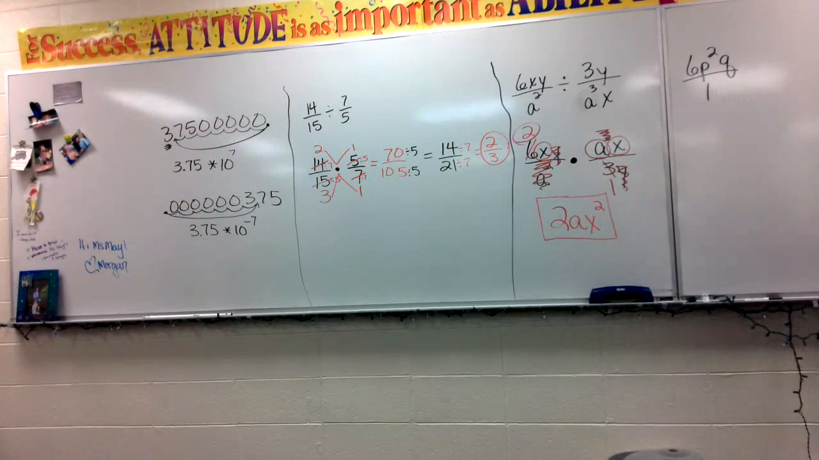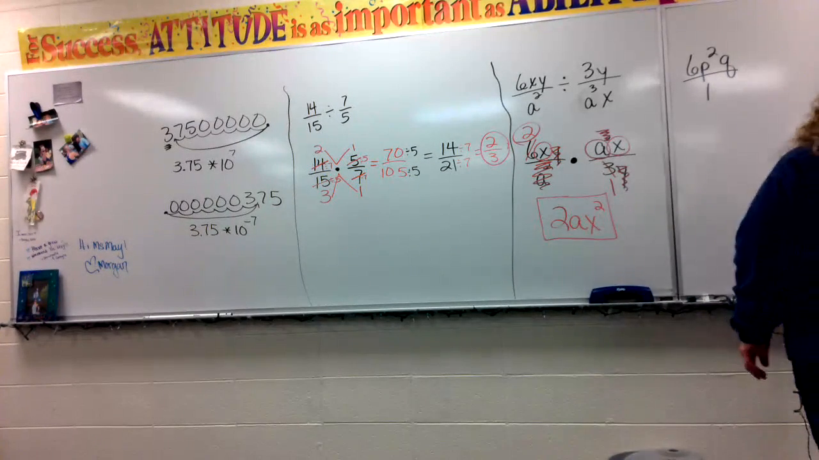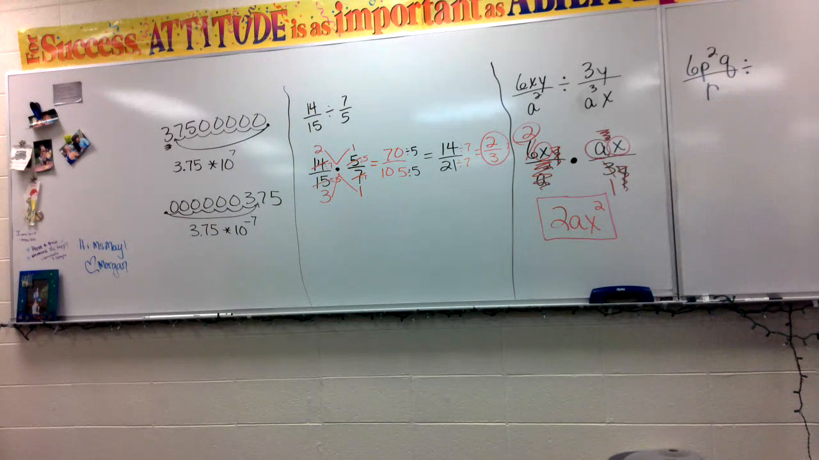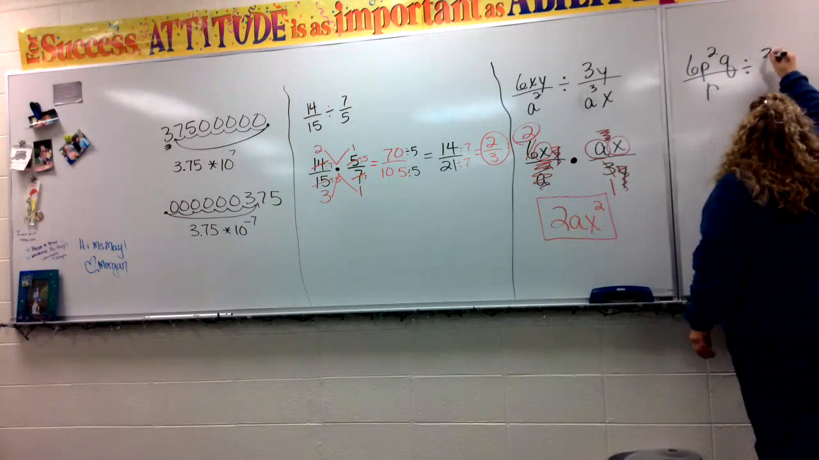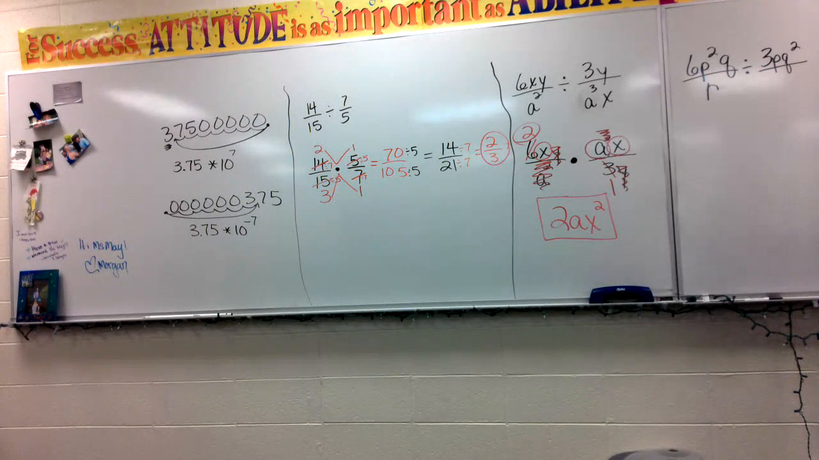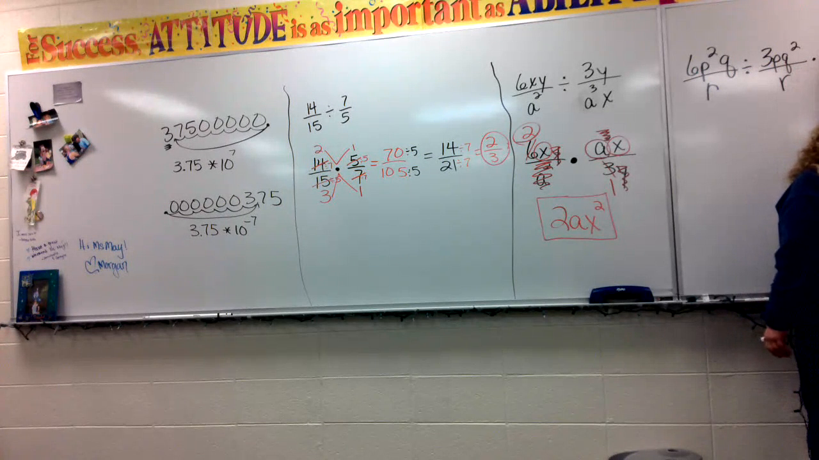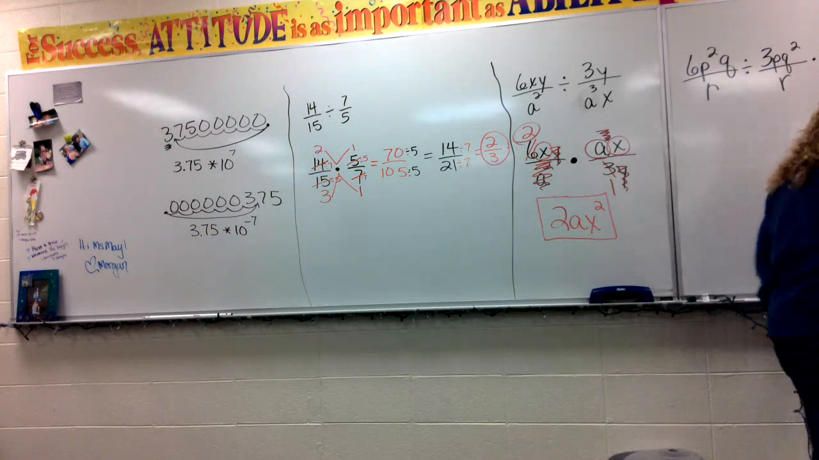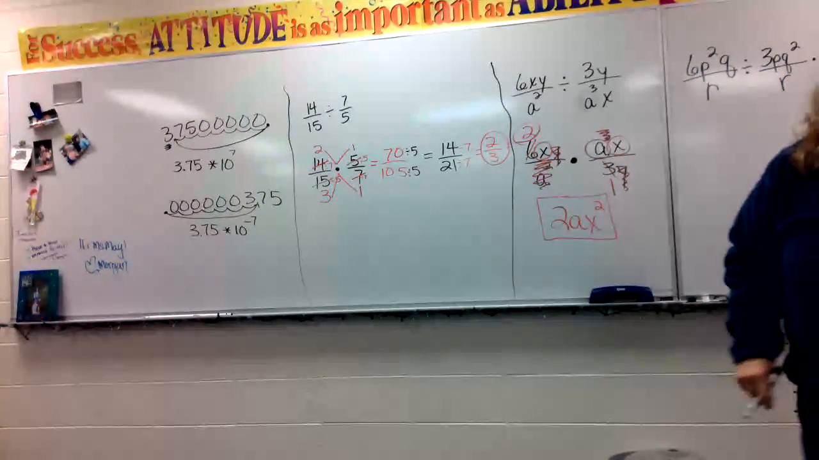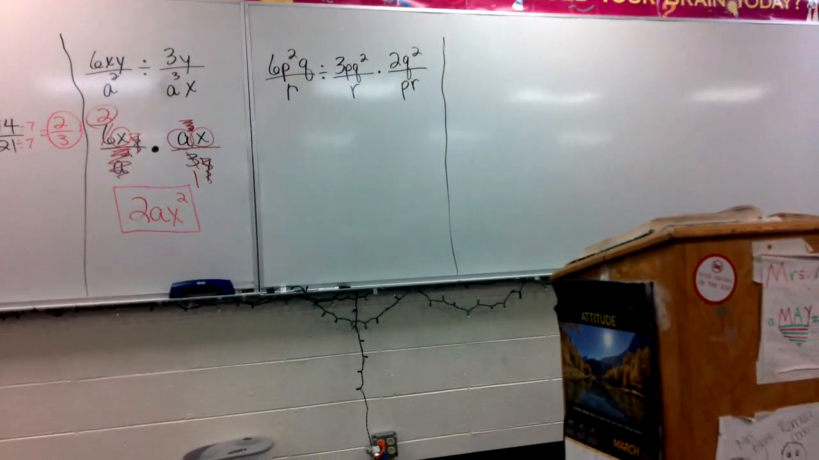Six p squared q over r, divided by 3pq squared over r times 2q squared. Oh, look at that. Over pr. Now what?